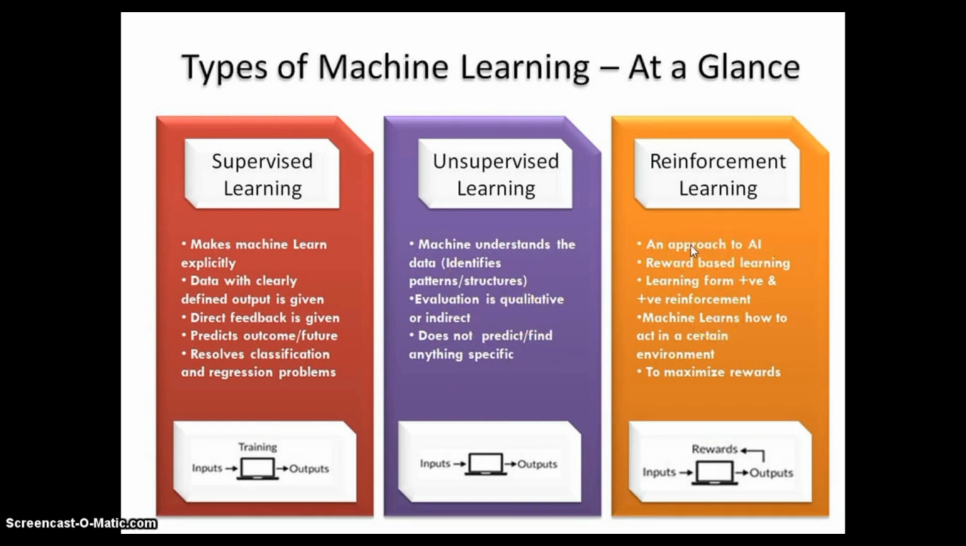In reinforcement learning, it is an approach to AI, that is, artificial intelligence. It is a reward based learning. It is learning from positive reinforcement. The machine learns how to act in a certain environment and to maximize the reward. In this, the machine is able to learn how to behave in a certain condition.